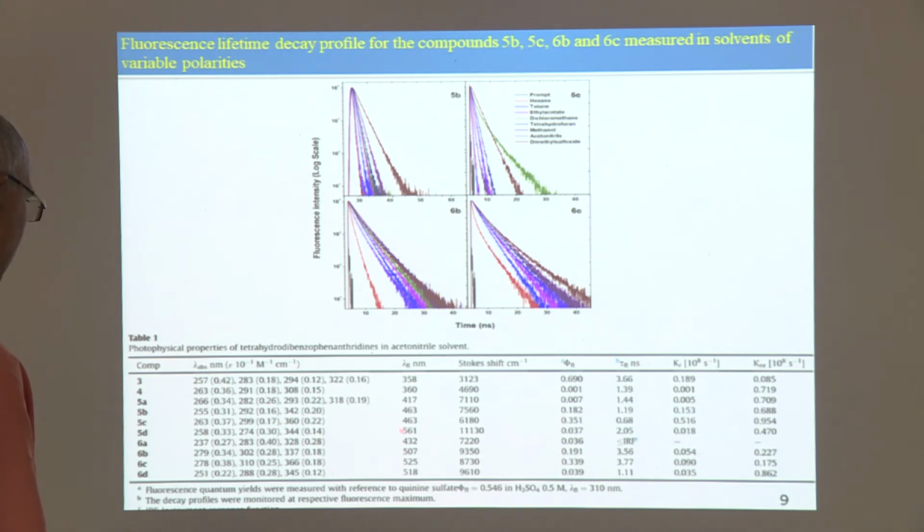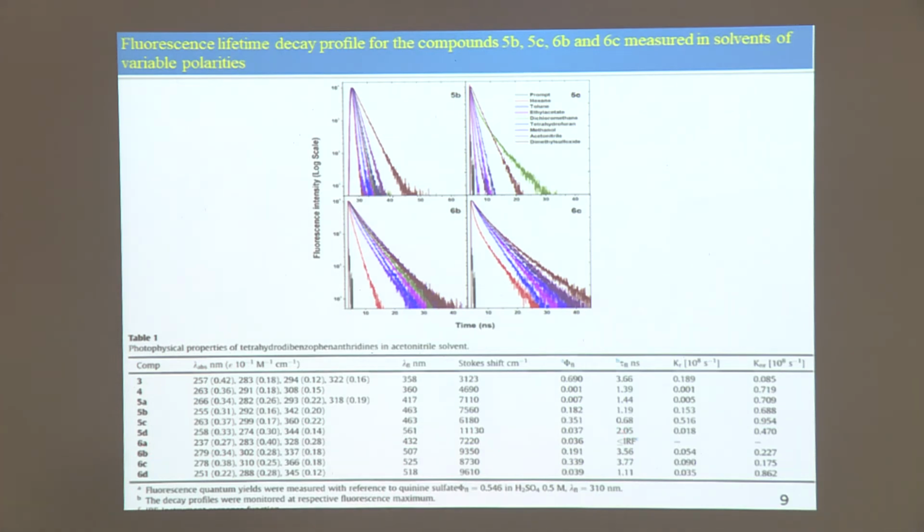So it is redshifted considerably to 561 nanometers, and the Stokes shift is enormously increased, almost doubled, to 11,130, and the quantum yield is reduced. Naturally, if a nitro group is there, it will be reduced, and the lifetime is increased.